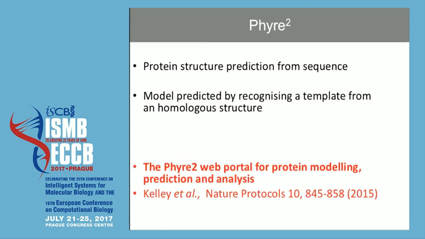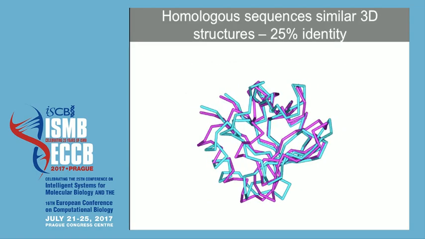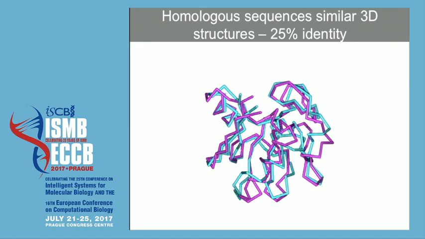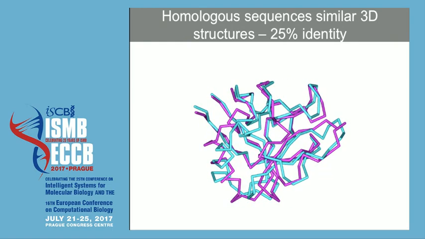So the idea is protein structure prediction. You've got a sequence, you want to know the 3D structure. It's based on the method of template-based prediction, so you have to recognize a homologous protein. The latest publication is in Nature Protocols 2 years ago, and the person really who's been the brains behind this is Lawrence Kelly. So here we see two homologous proteins, 25% identity, very similar 3D structures.